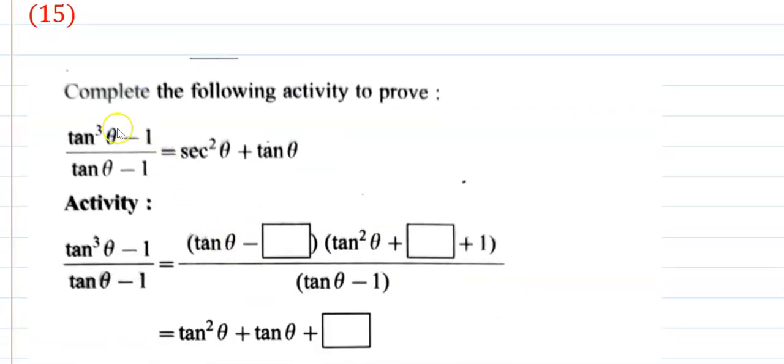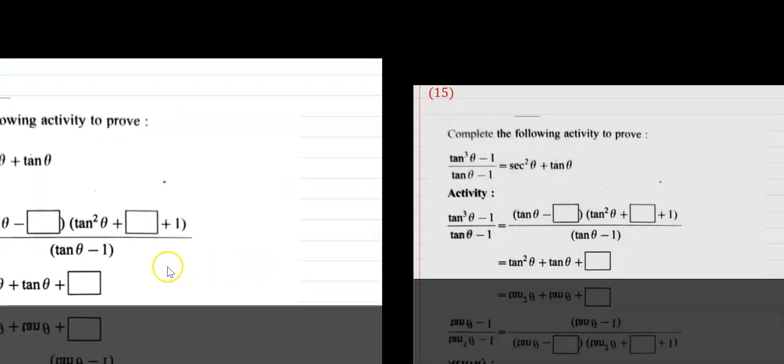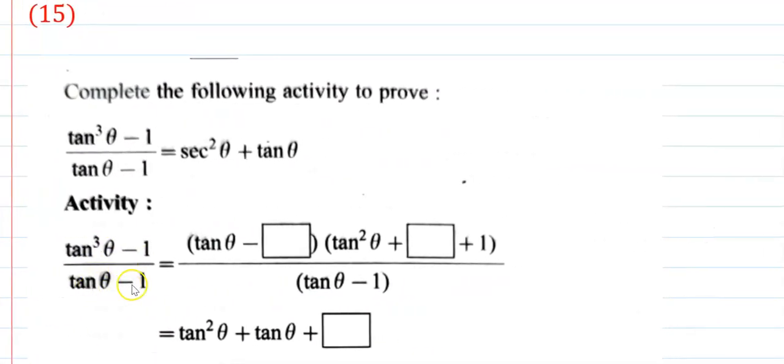Now the next. Complete the following activity to prove (tan cube theta minus 1) upon (tan theta minus 1) is equal to sec square theta plus tan theta. To prove this, here is the activity: tan cube theta minus 1 upon tan theta minus 1. Here we are applying the formula. We know the formula, that is a cube minus b cube is equal to (a minus b) in the first bracket and (a square plus ab plus b square) in the second bracket.